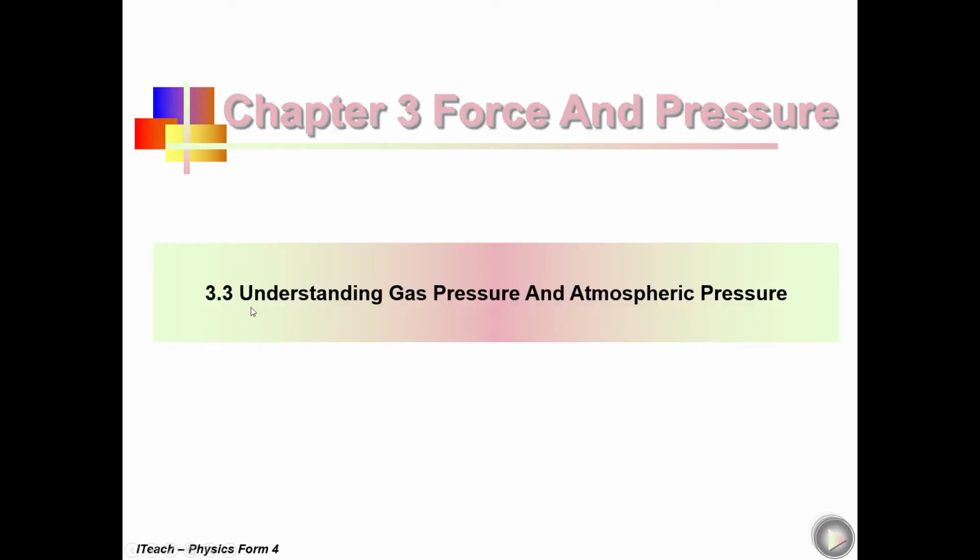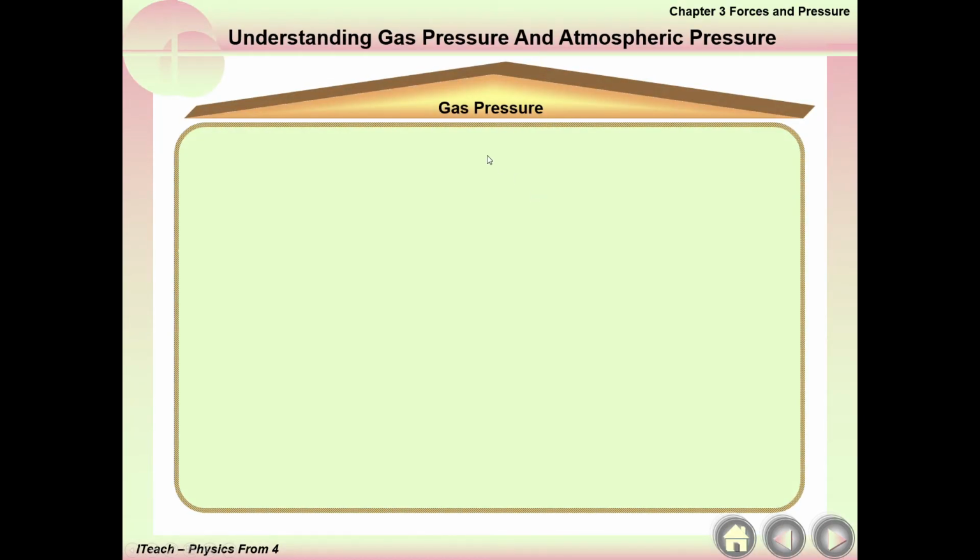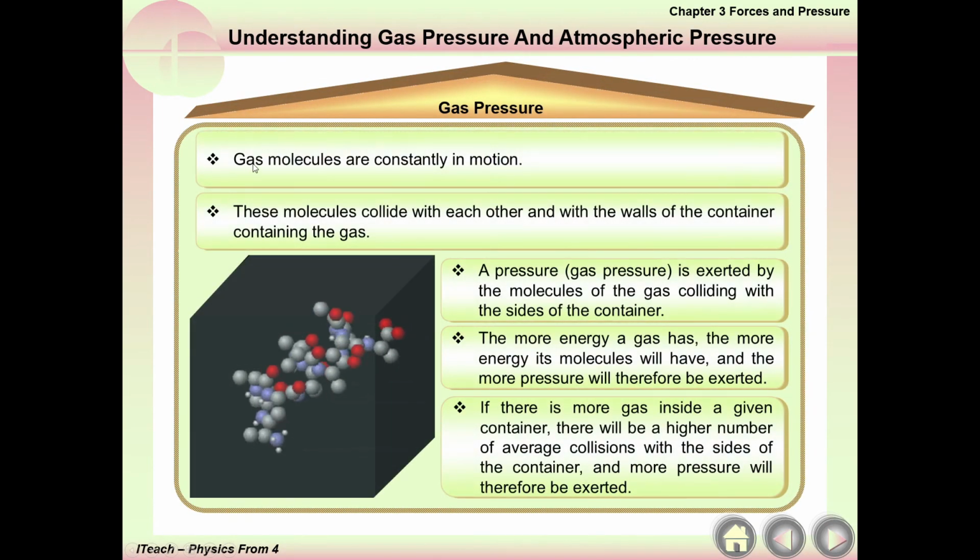Subtopic number 3, understanding gas pressure and atmospheric pressure. Okay, gas pressure. Gas molecules are constantly in motion. These molecules collide with each other and with the wall of the container containing the gas. Gas pressure is exerted by the molecules of the gas colliding with the sides of the container.